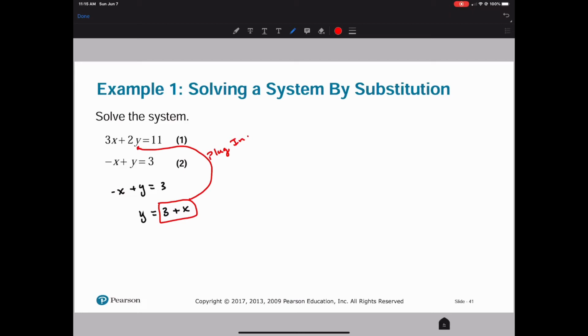When we plug in, I'm going to have 3x plus 2 times (3 plus x) is equal to 11. Therefore, I get 3x plus 6 plus 2x is equal to 11. Combining like terms, which are these two, that'll be 5x plus 6 is equal to 11. Now I have 5x is equal to 11 minus 6. So 5x is equal to 5. So x is equal to 5 divided by 5, which is 1.